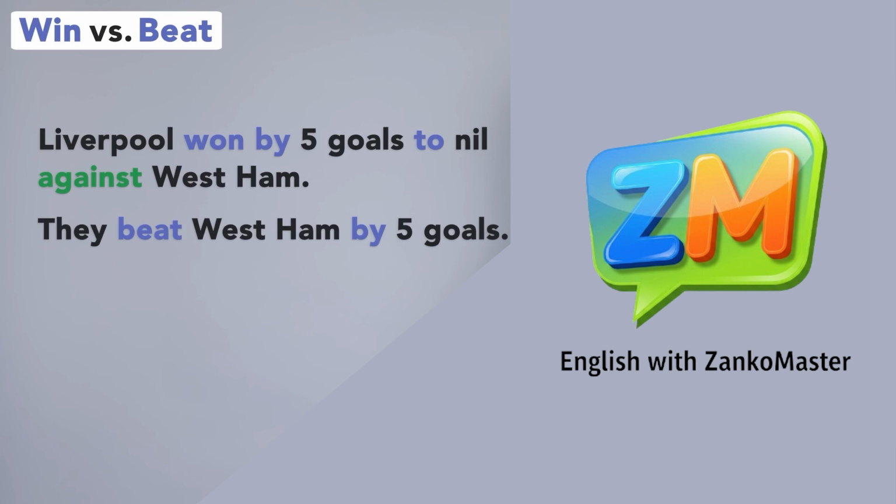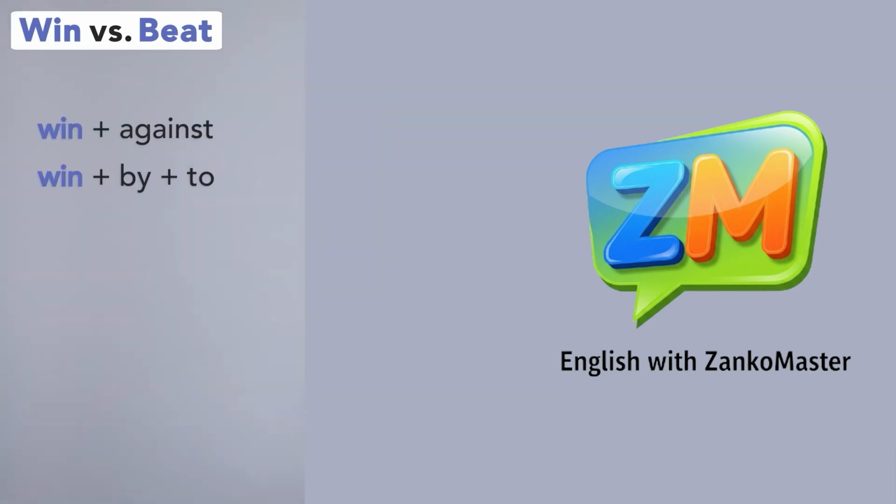Another example, Liverpool won by 5-0 against West Ham. Or, they beat West Ham by 5 goals. So, you can win against someone or a team, or you can describe the score with win by a margin, 5 goals, to a specific score, 5-0.